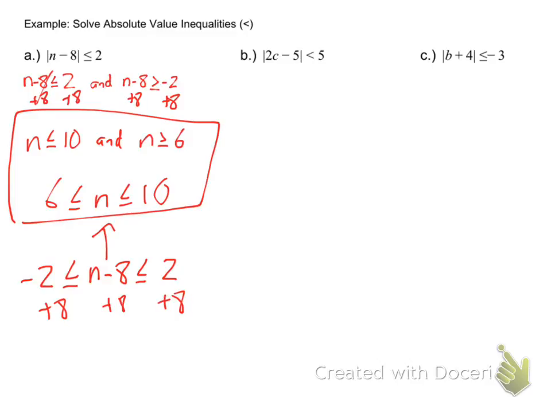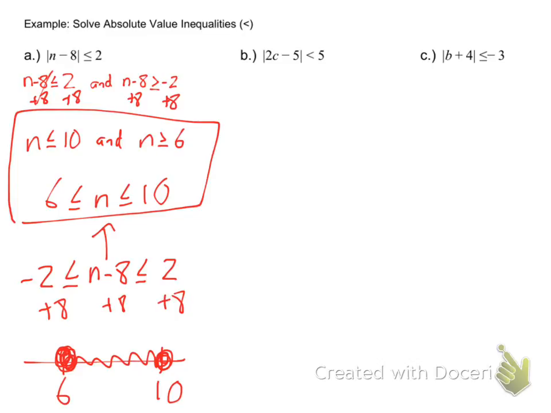but I think 6 is less than or equal to n, which is less than or equal to 10, is cleaner because I'm going to eventually have to graph it, right? And when I use this form, I already know my order of my numbers. 6 is on the left, 10's on the right. They're going to be what kind of dots? Closed. And I will shade between them. And you're done. I'd like you guys to try part B on your own, and we'll come together to finish that.